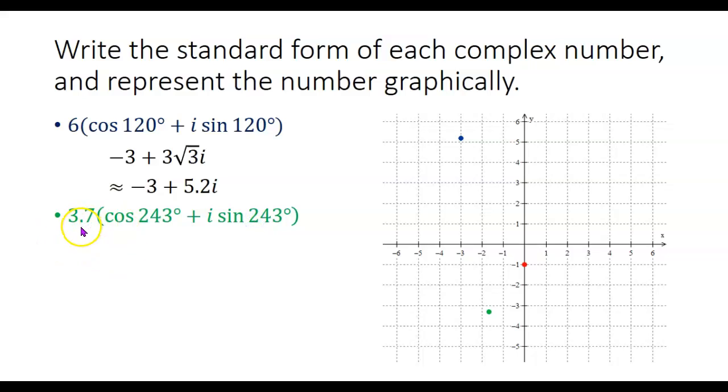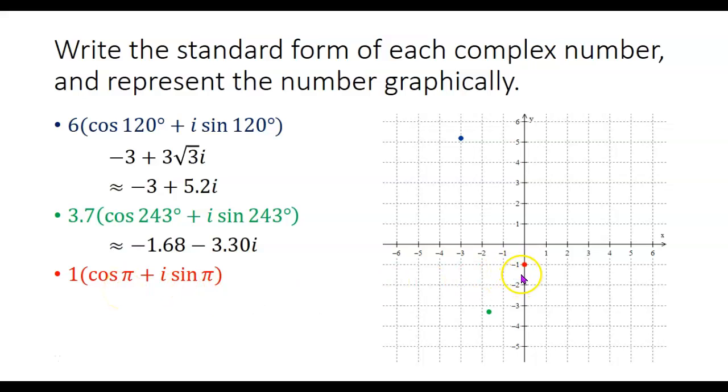Okay, another example, 3.7 times the cosine of 243 degrees plus i times the sine of 243 degrees. That just converts to approximately negative 1.68 minus 3.30i. And 1 times cosine pi plus i sine pi. Here the pi's mean I'm giving the angle in radians rather than degrees. No degree sign, notice.